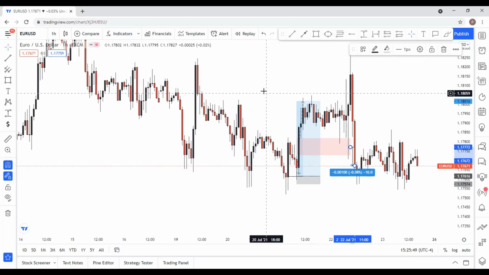So these were some of my best trades for the week, mostly basically the best 2 trades that I took this past week.